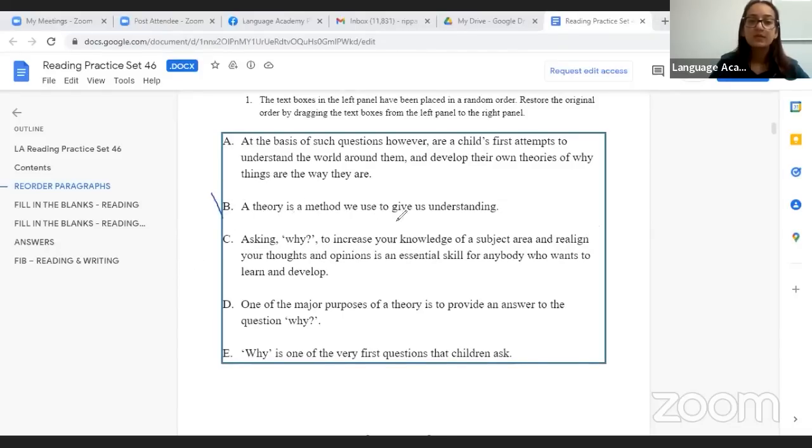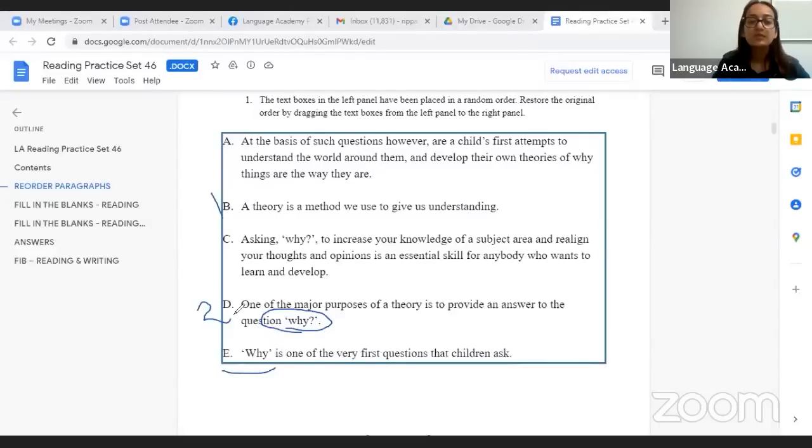A theory is a method we use to give us understanding. And then from theory is coming out one of the major purposes of a theory: to provide an answer to the question why. This is the sentence where we are introducing the question why. So those of you who have written BD after, in the end, how can we talk about why everywhere until we have introduced it? So this was the introduction. That is why B and D will come first, because this is introducing us, and only then can we explain the use of why.